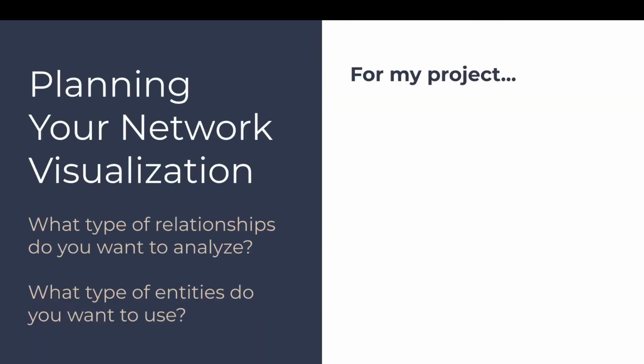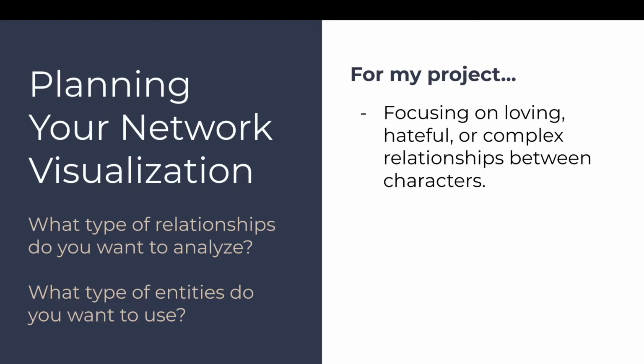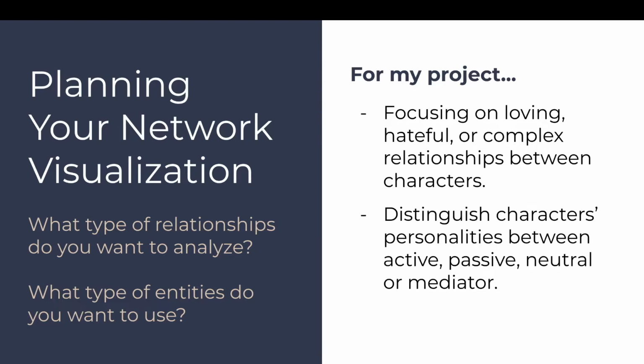Let's move to the planning stage. We want to consider what kind of relationships and entities we want to study. For my project, since we're analyzing Spike Lee's Do the Right Thing, I'll be focusing on the loving, hateful, and complex relationships that exist between the characters of the film. I want to point out characters that differ in personality type, whether they choose to engage with other characters actively or passively. To achieve this, I will mark entities as active, passive, neutral, or mediator.